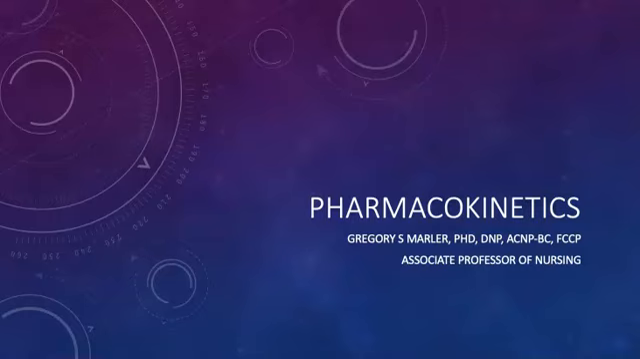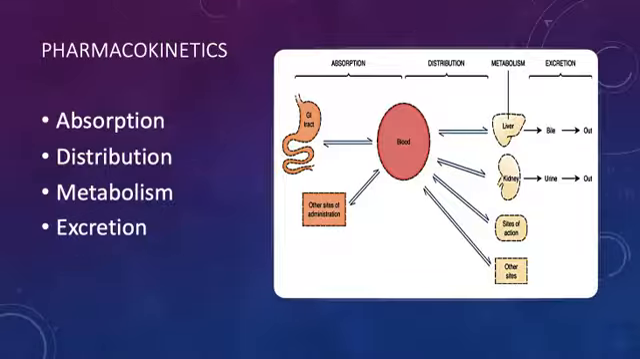Today we're going to talk about pharmacokinetics. So you'll remember that pharmacokinetics involves absorption, distribution, metabolism, and excretion. Absorption is the way that the medication gets absorbed. Medication is taken orally, goes into the stomach, and absorption starts in the stomach or the duodenum, the small intestine. Then the medication gets absorbed into the blood, and the blood will then distribute the medication to the site of action.